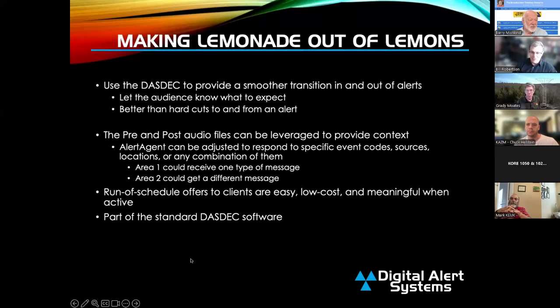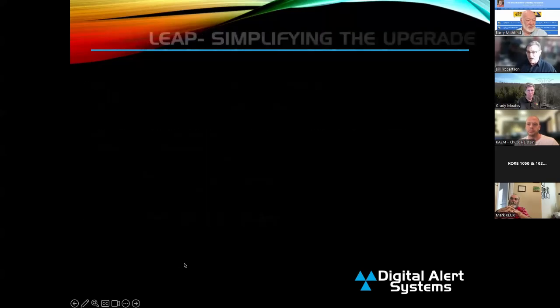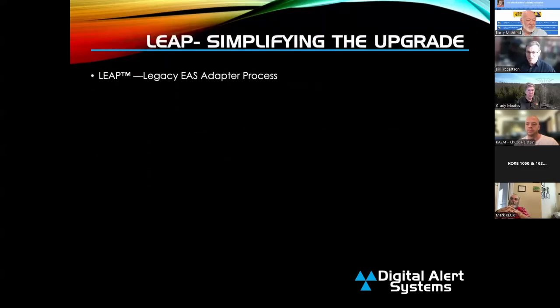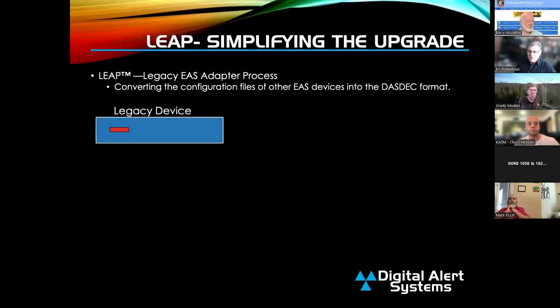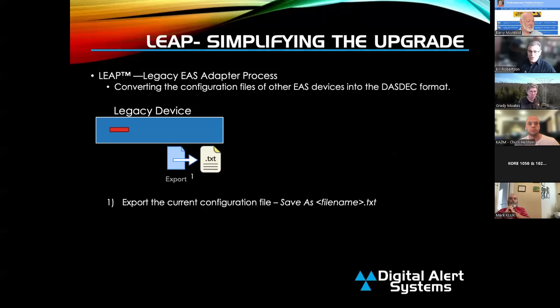One of the things that we did, and we actually showed this at NAB this year, was we created this thing called LEAP, an acronym for Legacy EAS Adapter Process. Essentially it converts configuration files from other EAS devices into a DASDEC format. So if you have a legacy device right now, you can export that current configuration file and save it as a text version. There's a way to output that as a text version.